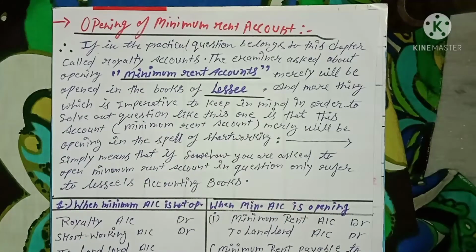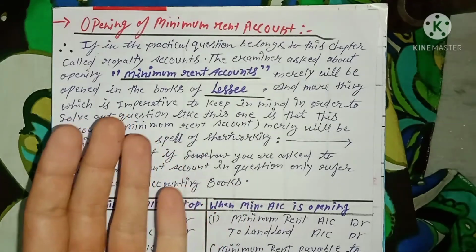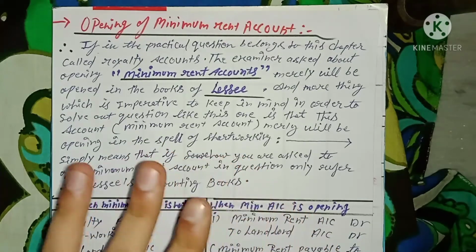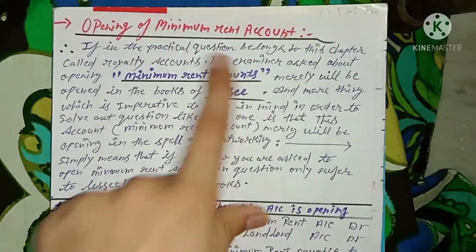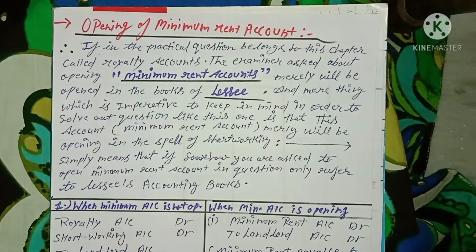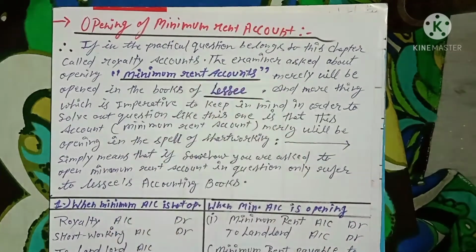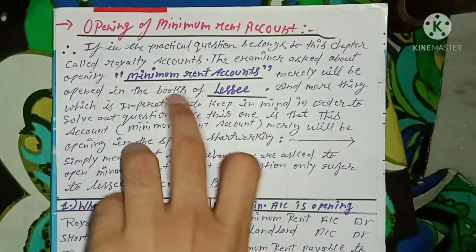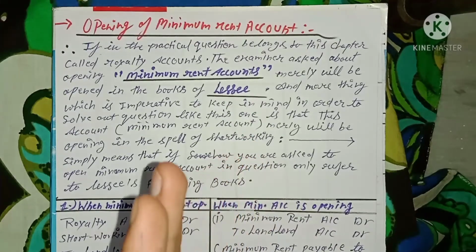Generally, we just make three prime accounts, as I said earlier: the royalty account, the short working account, and the lessor account. These three prime accounts we prepare in the books of the lessee. The minimum rent account is one we prepare if the examiner asks us to in the exam. The minimum rent account will only be opened in the books of the lessee.